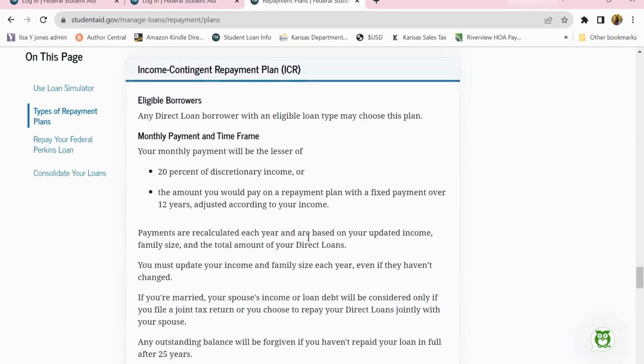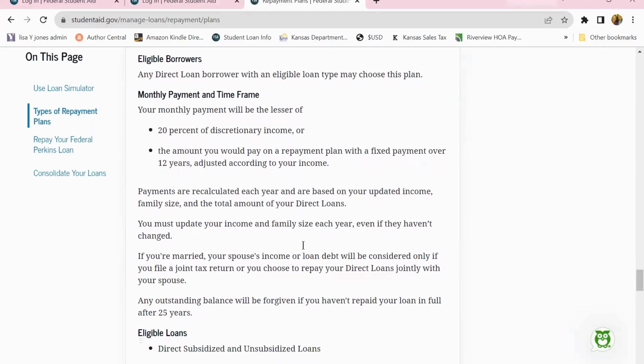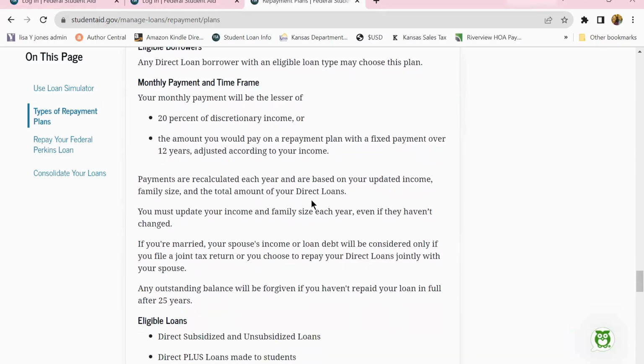So it extends it from 10 years to 12 years. It's almost like the standard with the income one, because your payment is adjusted based on what your income is. So I would consider this one. Your payment is recalculated every year. You still have to do all of your other checks and balances.